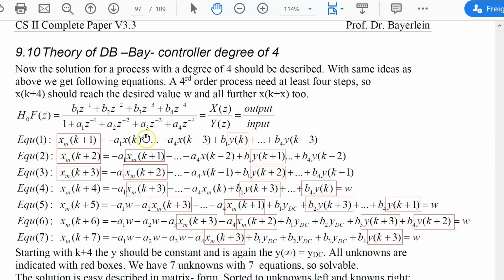Yeah, but I think I stop here now, and next week I will introduce a new idea of a predictive controller, which has some advantages compared with my one.